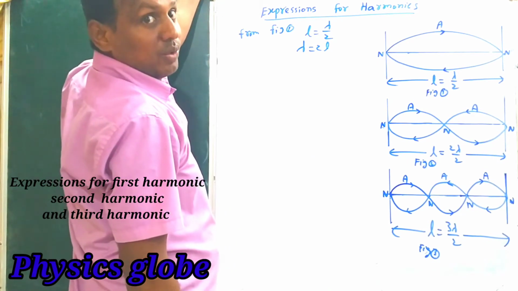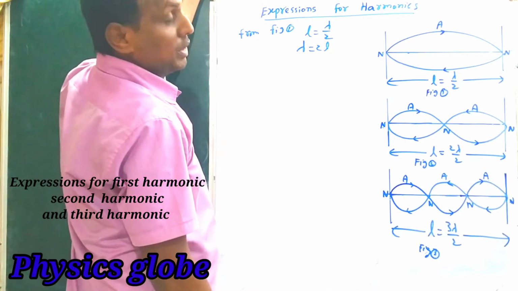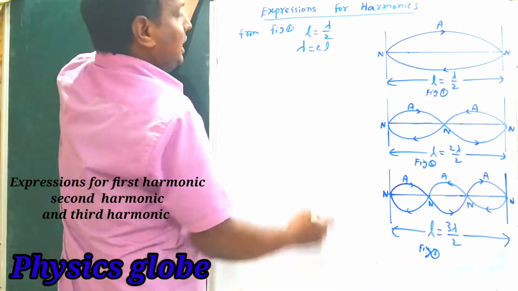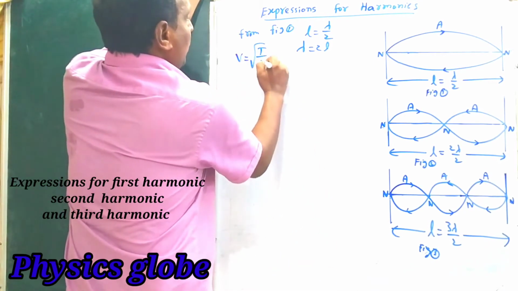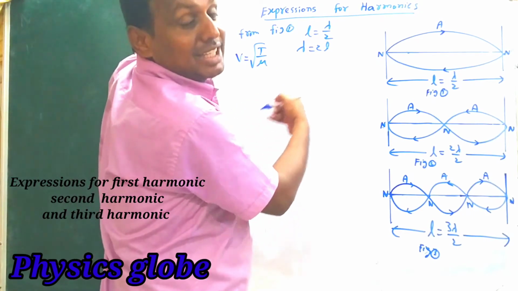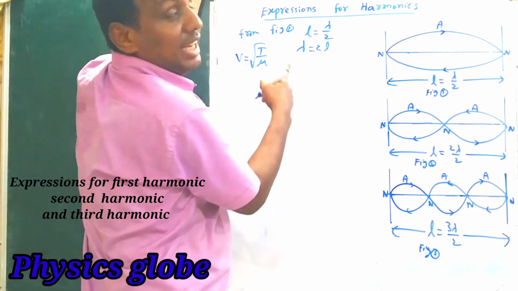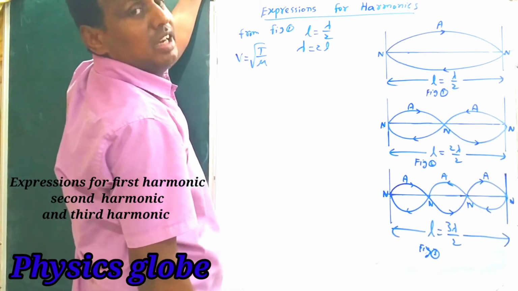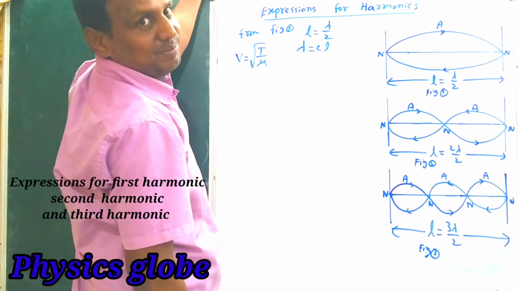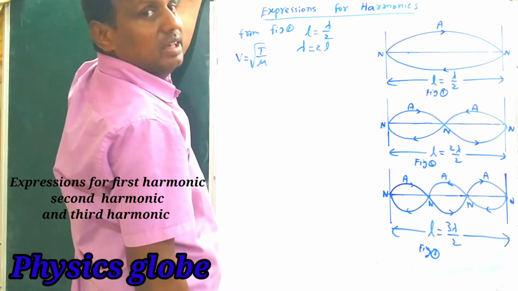And we know the expression for the speed of transverse waves in a string, that is V equal to under root of T by mu. T is the tension in the string, mu is the linear mass density of the string, and V is the speed of the transverse wave. So V equal to root of T by mu.